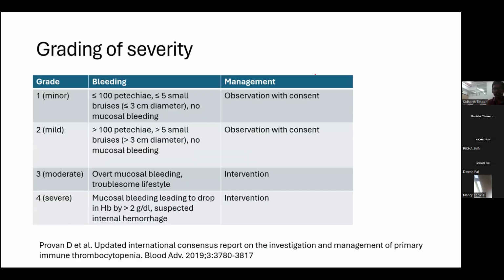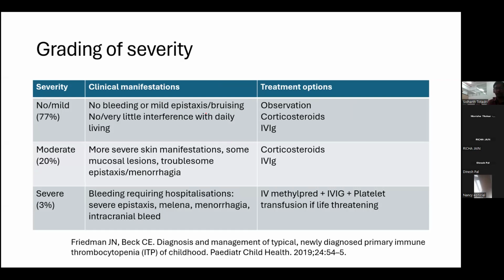Now, there are published gradings of severity. If you look at this table, it is very tedious. I don't want you to read it and mug it up, because nobody is going to sit and count 100 petechiae in a patient. Okay. So, a more practical grading is published by the Canadian guidelines. This is something we can relate to better.